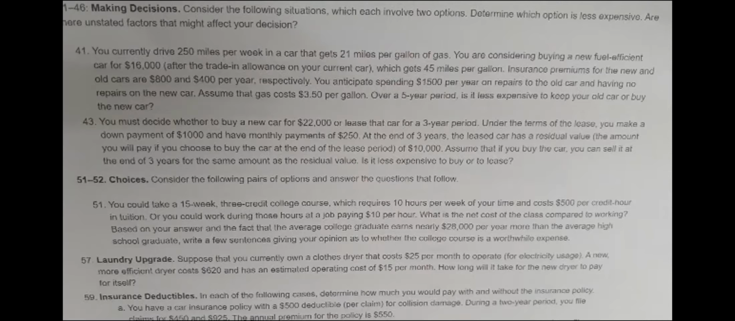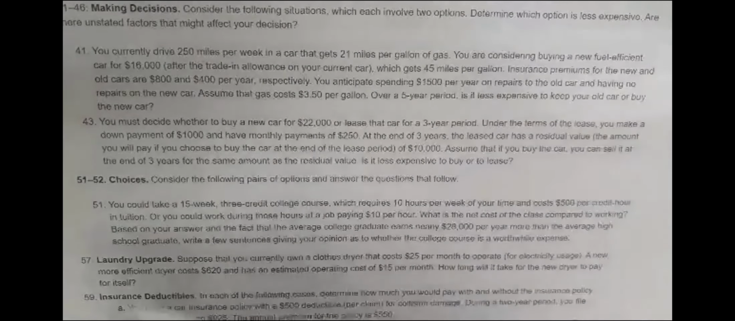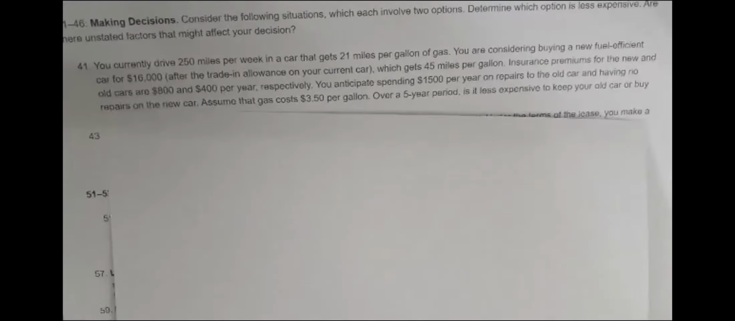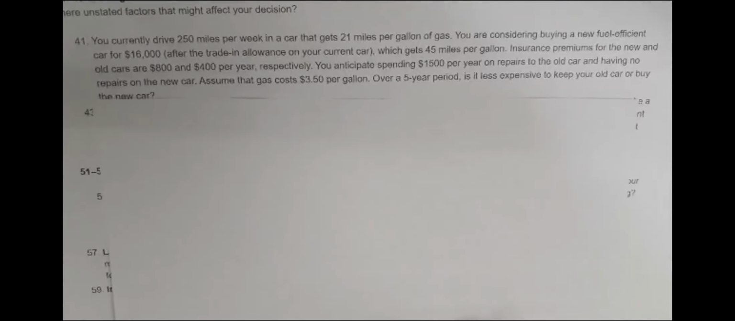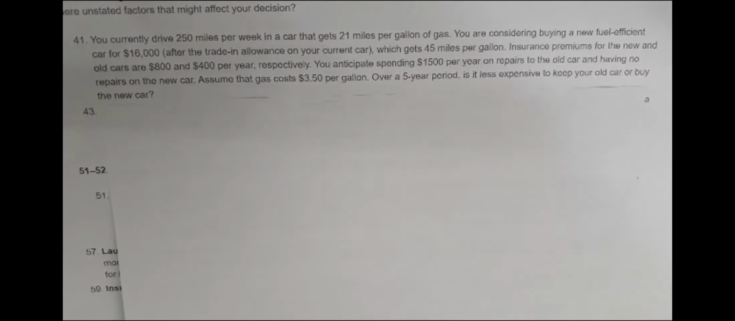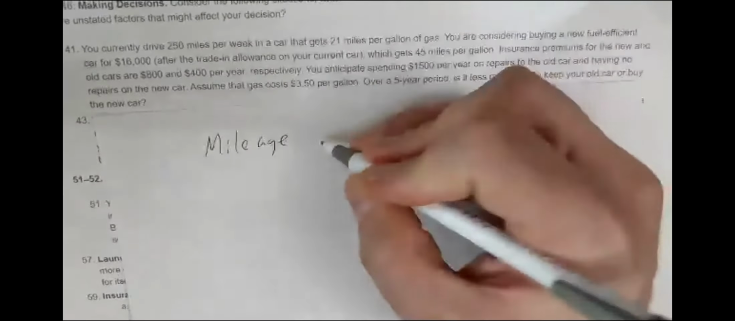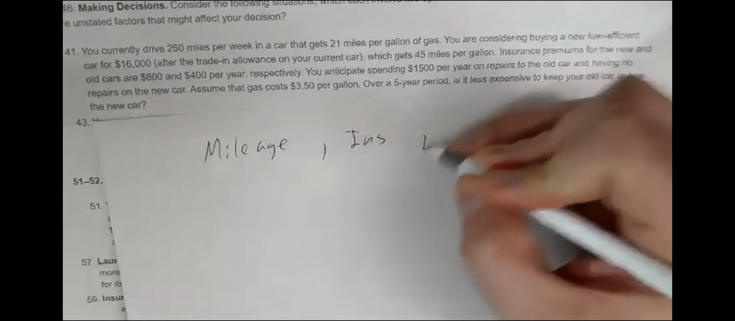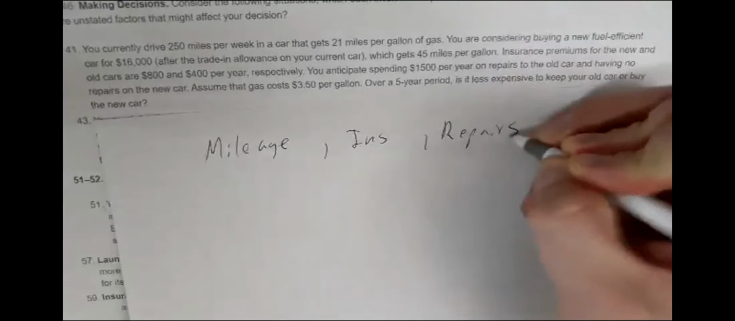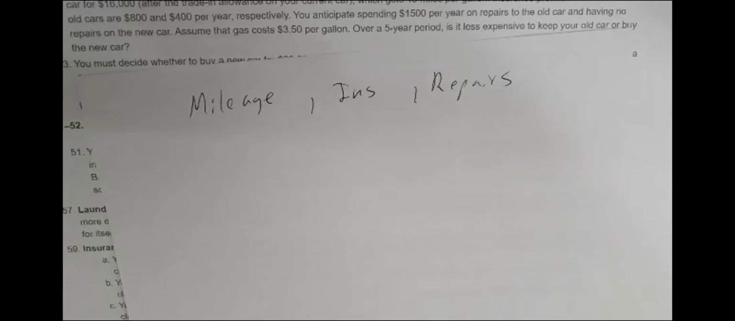Okay. Assume that gas costs $3.50 per gallon over a 5-year period. Is it less expensive to keep your old car or buy the new car? So there is the mileage problem that we need to figure out here. The other thing is the insurance, and then the other thing is the repairs. So I think those are the three things that are going to be different in price: mileage, insurance, and repairs, right?